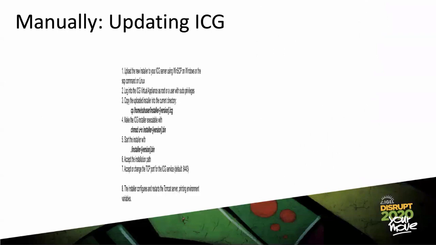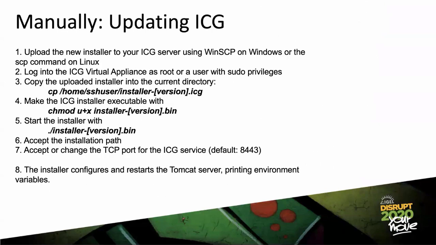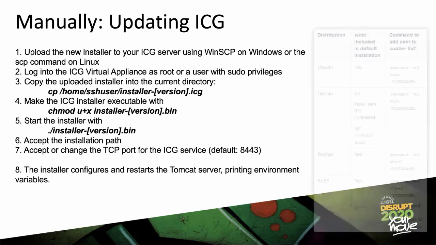Another step which could be done manually is updating the ICG. So you have to go through these steps. Of course, you have to upload the binary to the ICG. Then you have to log in, copy, make the installer executable, so normal behavior when you're using Linux appliances, and then you start the installation. And of course, this is also not recommended or not the only way.